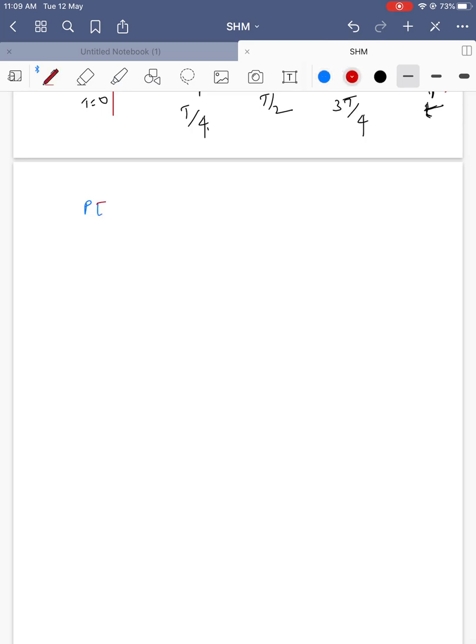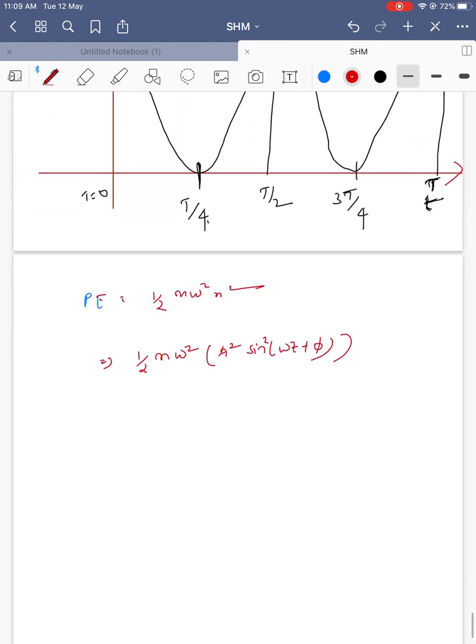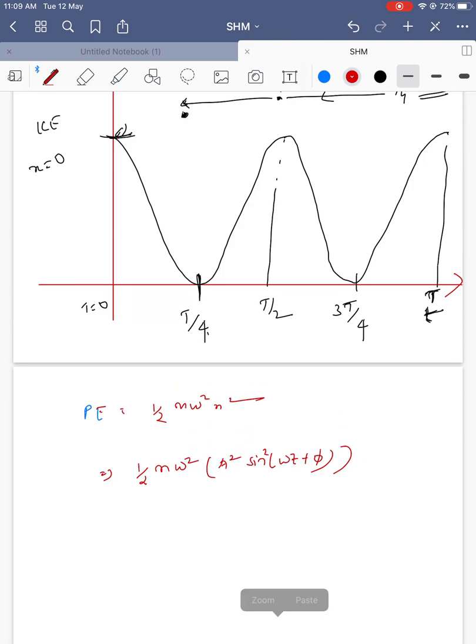Potential energy is equal to half m omega square x square. So x is what? Half m omega square, x is nothing but a sine omega t plus phi, so a square sine square omega t plus phi. If you draw this graph, we are now going to see the sine graph. At omega t plus phi equal to 0, what is the value of potential energy? It will be 0. Okay, this potential energy is 0. Now let's see the sine square function. Now I'm going to draw with a blue pen.